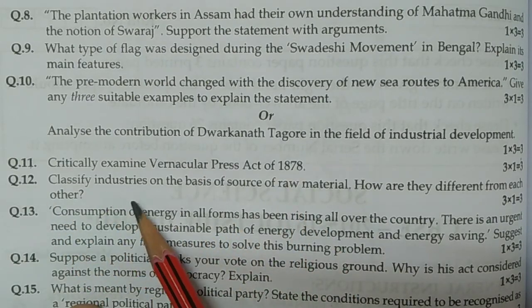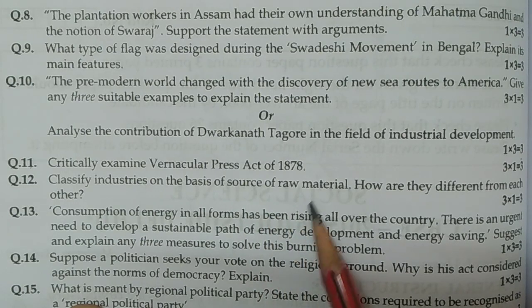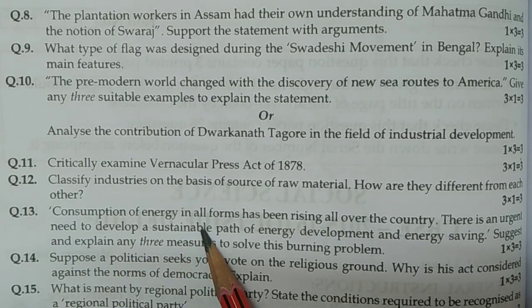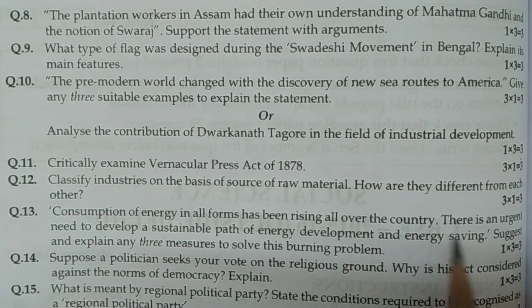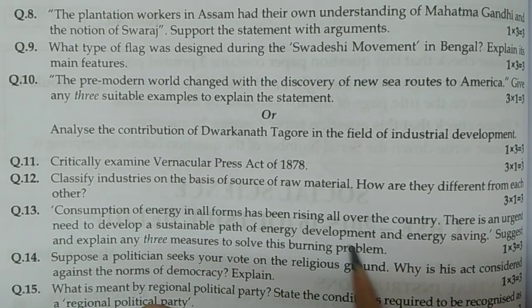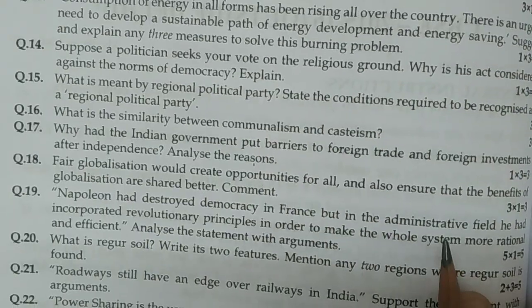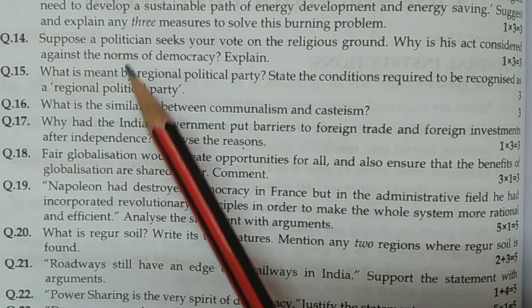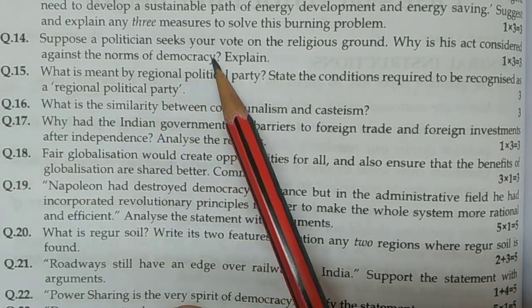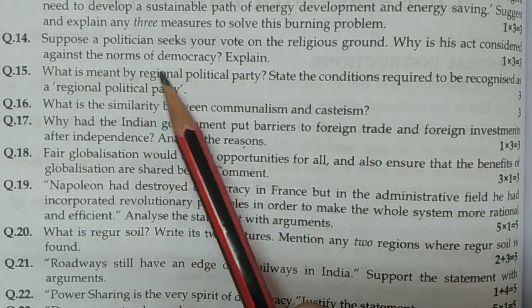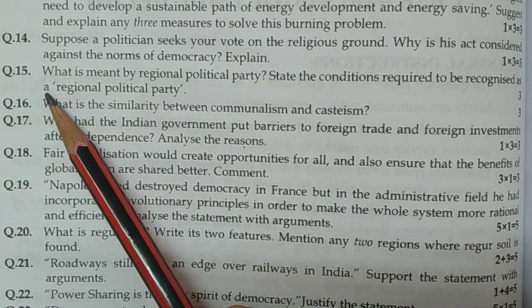Question number 12. Classify industries on the basis of sources of raw material and explain how they are different from each other. Question number 13. Consumption of energy in all forms has been rising all over the country. There is an urgent need to develop a sustainable path of energy. Suggest energy saving measures, and explain three measures for solving this burning problem. Now next, question number 14. Suppose a politician seeks your vote on religious grounds. Why is his act considered against the norms of democracy? Explain.